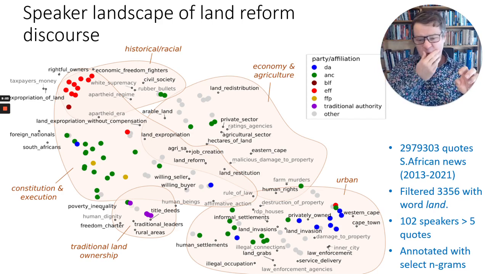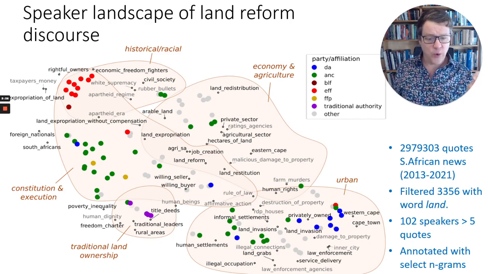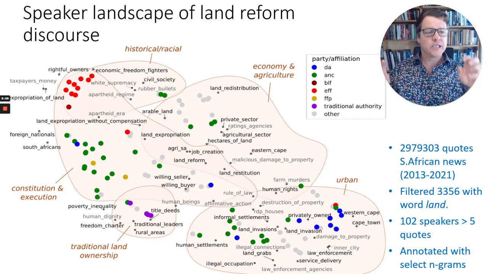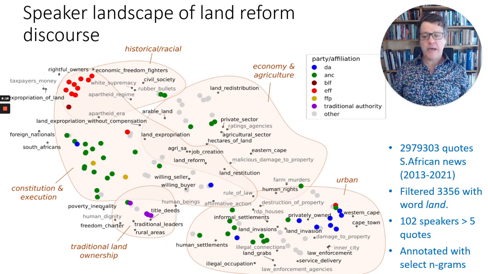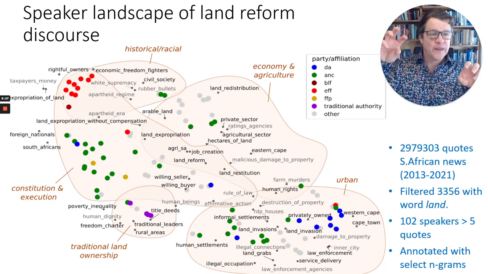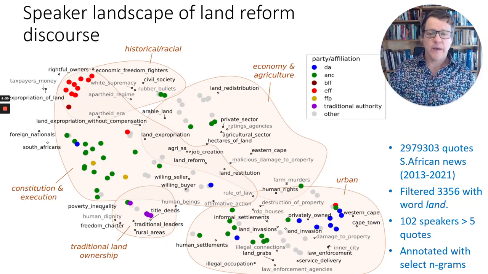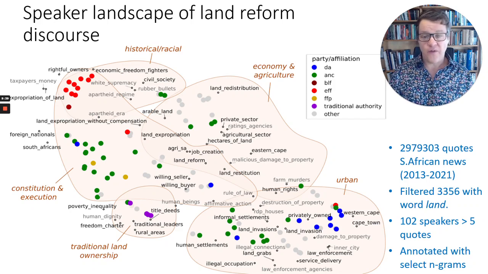And on the bottom right, look at the language that they use: law enforcement, service delivery, law enforcement agencies, illegal occupation. It's pro-capital, concerned about informal settlements, land invasions, etc. So you can see basically the ideological divide in South Africa very clearly represented in the speaker landscape, in the split between the kind of pro-poor and the pro-capital political parties, opinions, etc. The green dots are the ruling party, the African National Congress, and they are factionalized and divided, and you can see them splitting across that divide.